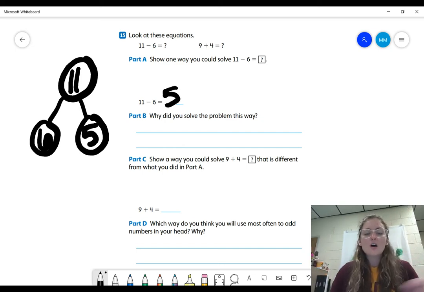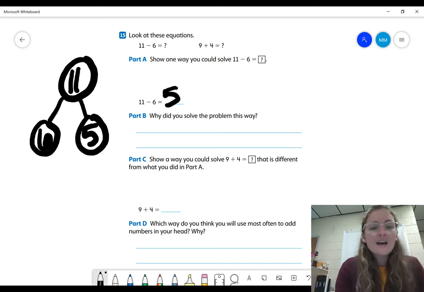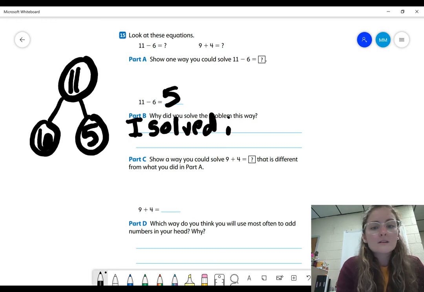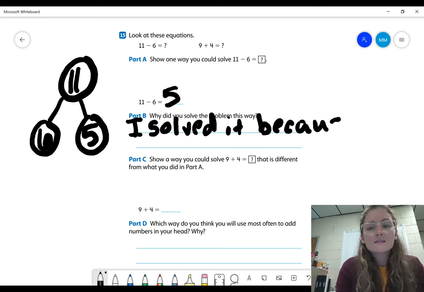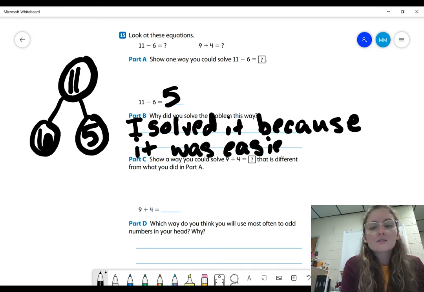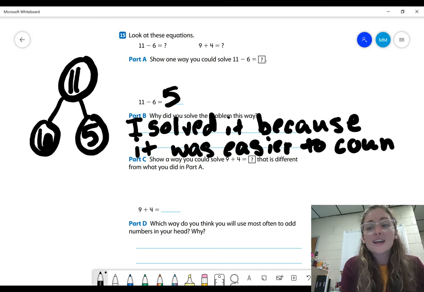Why did you solve this problem this way? I solved that problem this way because it was easier to count on. I thought it was easier to count on.